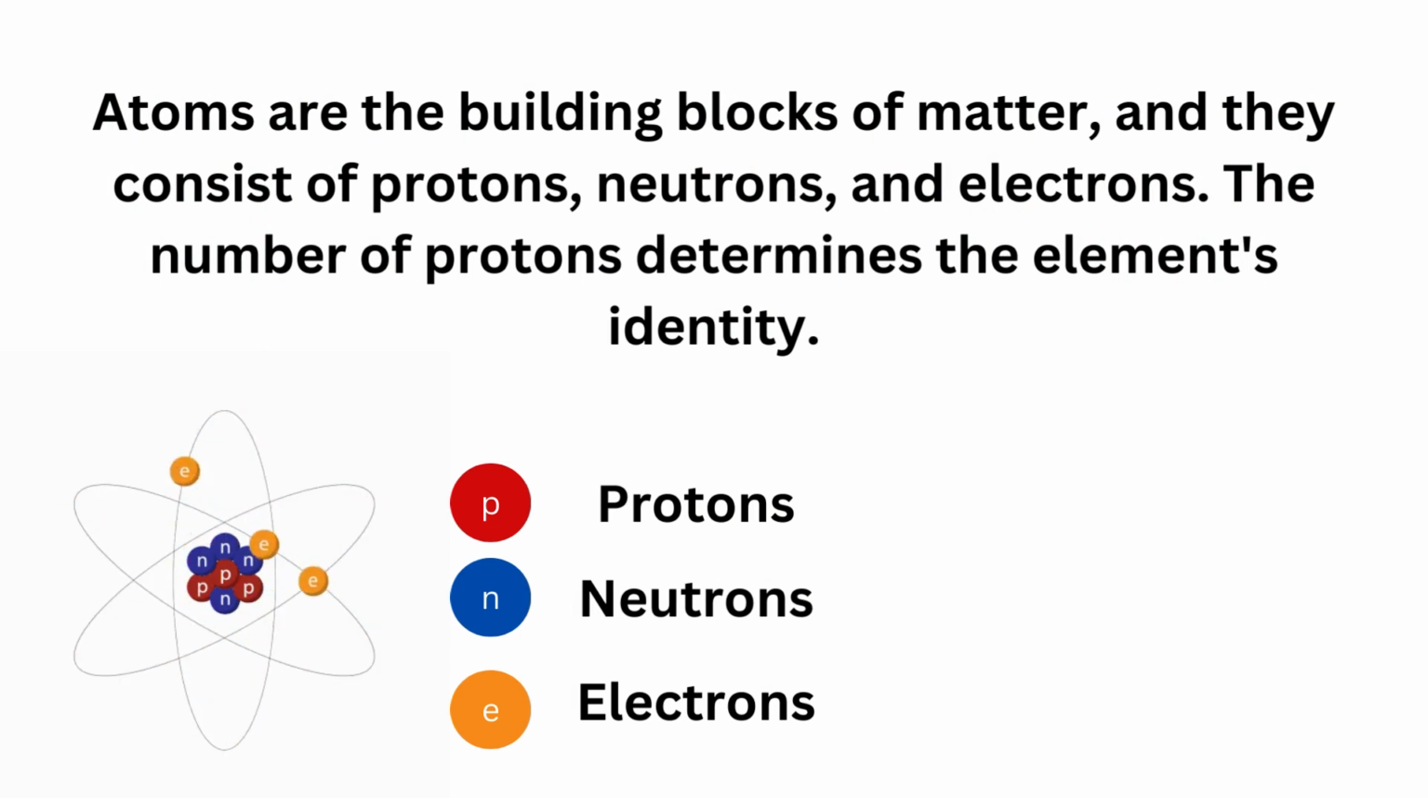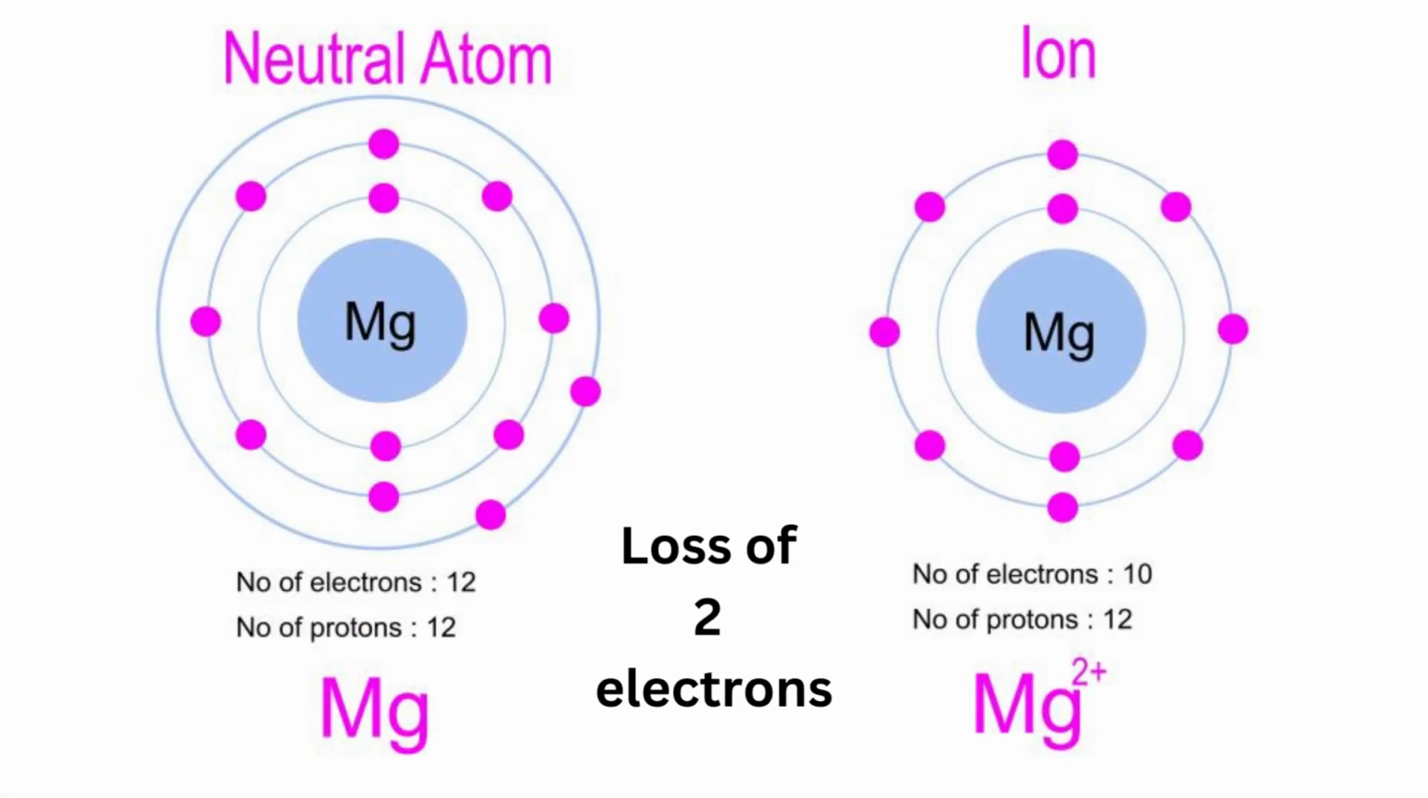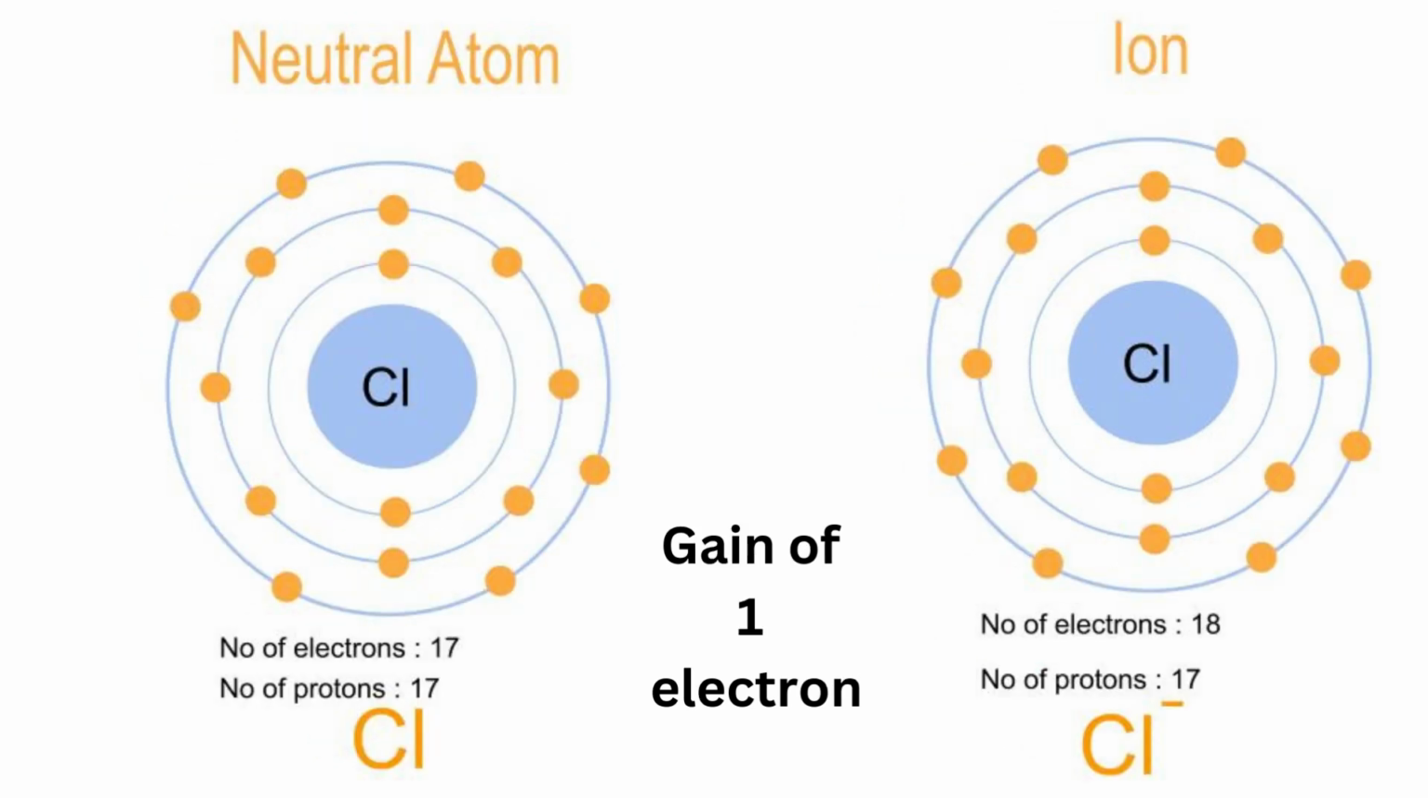Atoms are the building blocks of matter, and they consist of protons, neutrons, and electrons. The number of protons determines the element's identity. In neutral atoms, the number of protons equals the number of electrons, resulting in a balanced charge. However, atoms can gain or lose electrons to become electrically charged particles called ions.